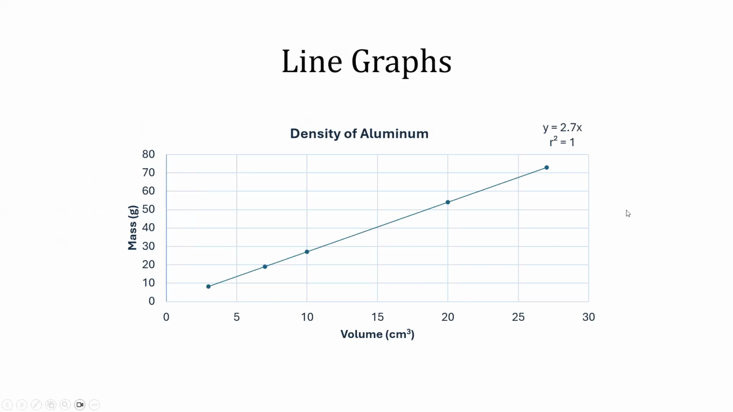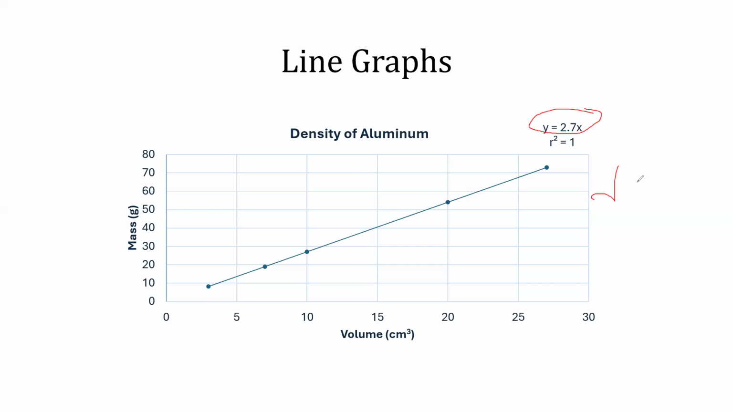Here's an example of the line graph where one is plotting mass versus volume in an attempt to determine the density of aluminum. There are 5 different volumes in correlation to 5 masses. And after performing a line fit graph, the line fit equation reads y equals 2.7x.